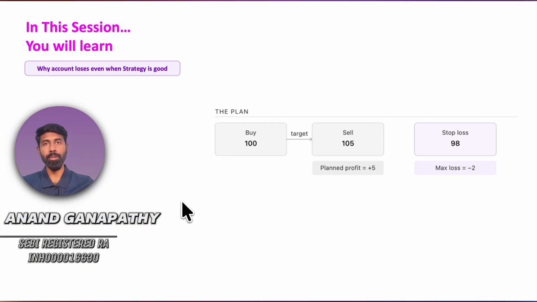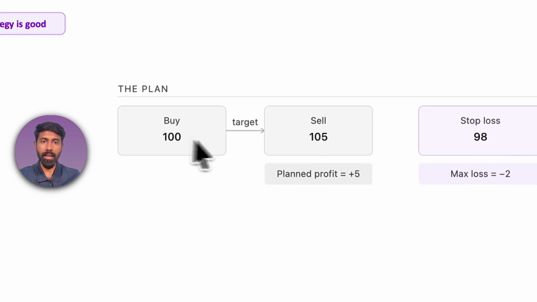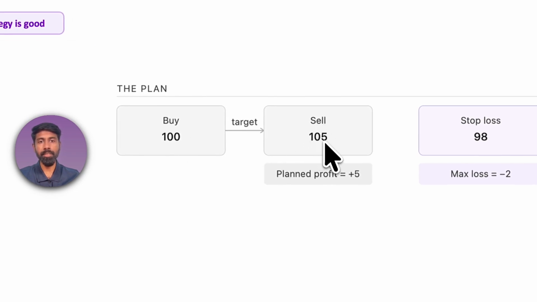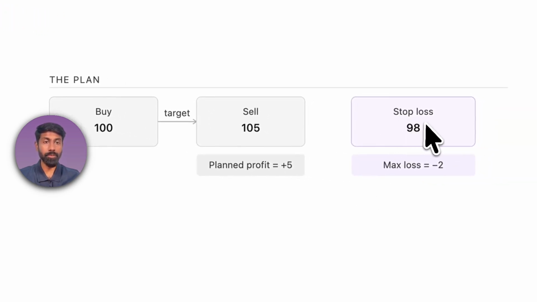Hello everyone. In this video, we'll look at a key concept that could actually turn even a good strategy into a bad strategy. Let us assume that you have a good trading plan and a good strategy. Let's say you are planning to buy some option at 100 rupees and you are planning to sell it at 105 rupees. Planned profit is plus 5. And when stop loss is going to get hit, your max loss is about minus 2 rupees.